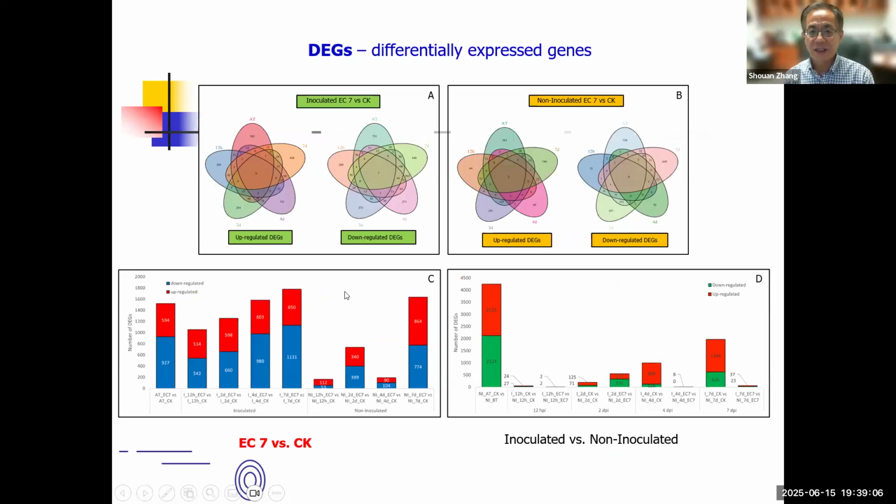So here are the DEGs, the differentially expressed genes detected from inoculated and non-inoculated plants when you compare EC7 versus untreated control. There are a lot more DEGs from inoculated treatment plants compared to the non-inoculated control plants. We are especially interested in DEGs in EC7 versus untreated control.